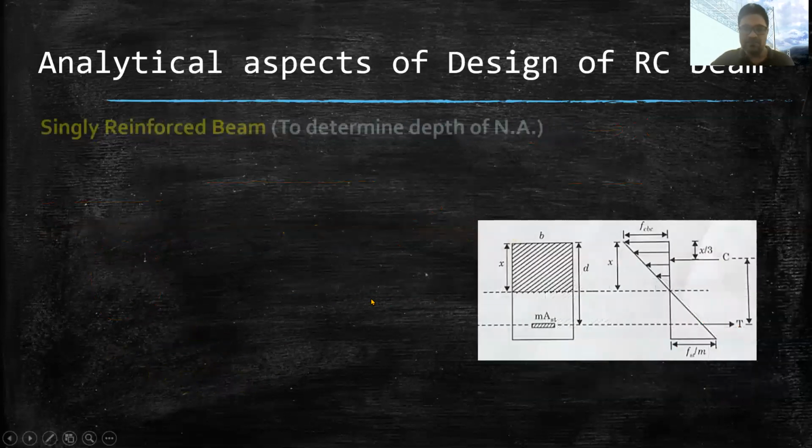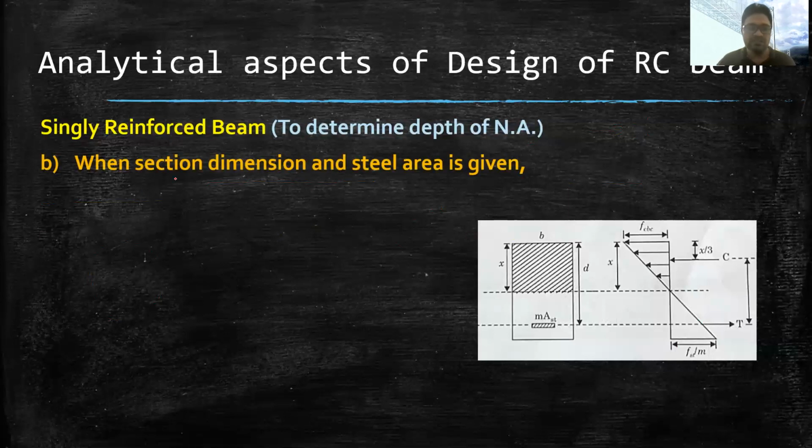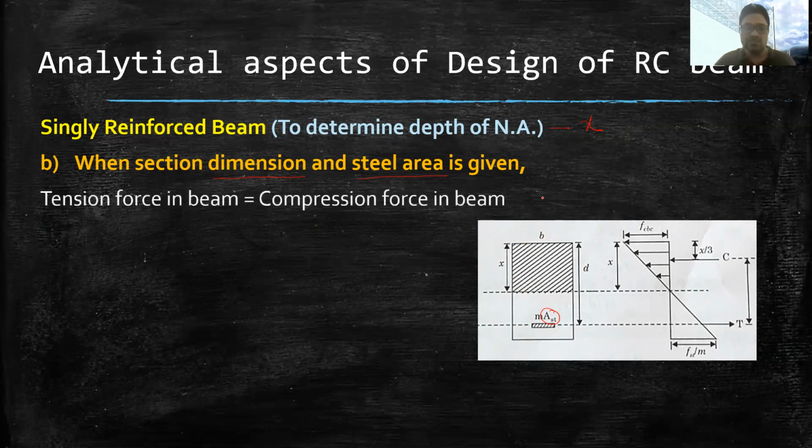The other way is when the section dimensions and the steel area are given, which means the Ast, b and d values are given. Then also we can find the value of x. In this, we use another theory which is true in the case of a beam: the tension force in the beam will be equal to the compression force in the beam. We know that the tension force is borne by the steel and the compression force is borne by the concrete.